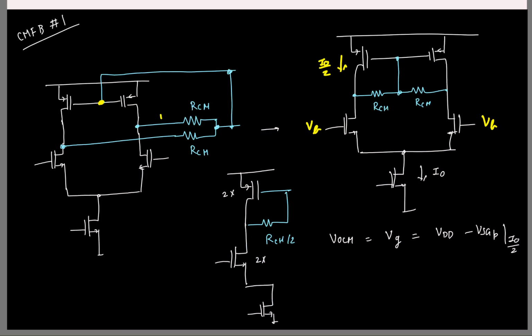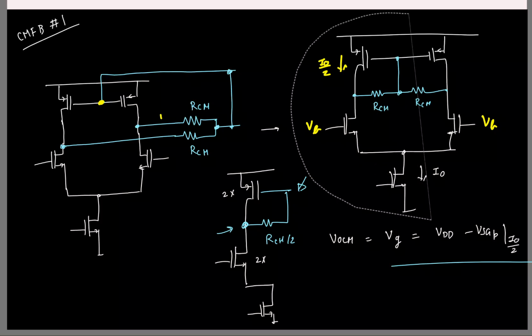Okay. So now it should be clear, right? The output common mode here is also the gate voltage, and that is basically this. Here we have written the source to gate voltage of the transistor at a current I0 by 2. Here it is the source to gate voltage of the transistor which has 2x the size, carrying a current I0. So it's the same. Okay. So now the common mode is fine.